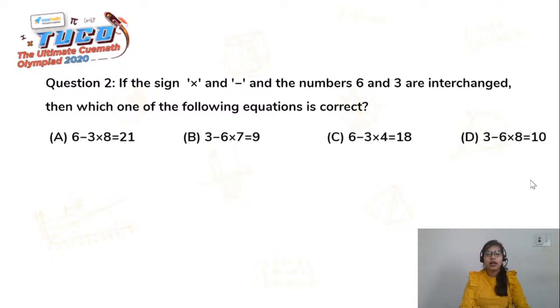And here goes our question. All right, so what do you have to exactly check in this? If the sign, multiplication and subtraction and the numbers 6 and 3 are interchanged, then which of the following equations are correct? Let me just give you a quick walkthrough on working this out.